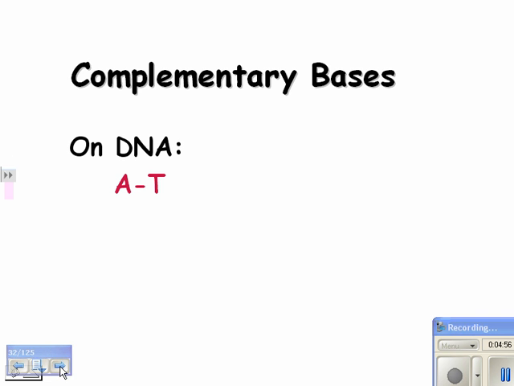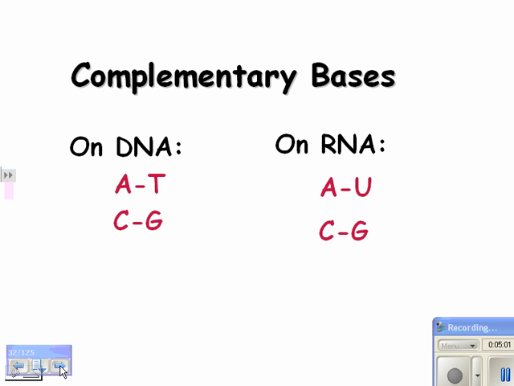So complementary bases on DNA, A and T go together and C and G go together. On RNA, instead of T, there's a U. So A and U go together, and C and G will go together.